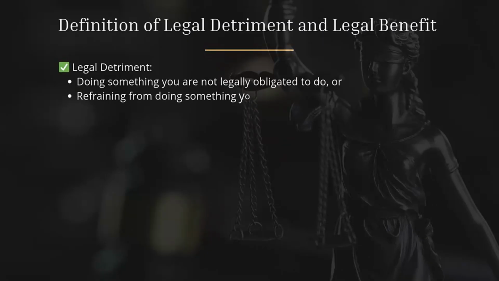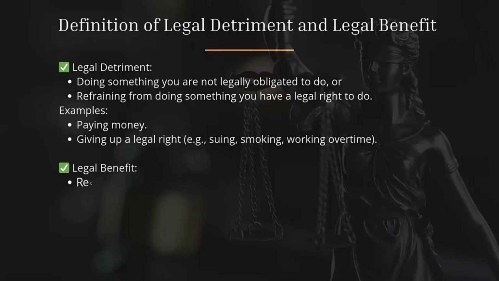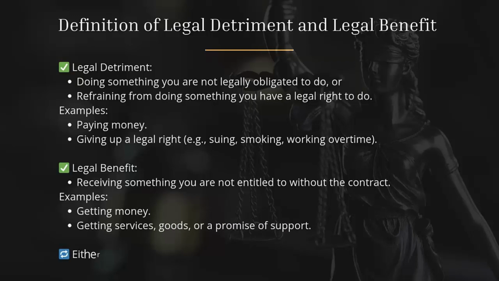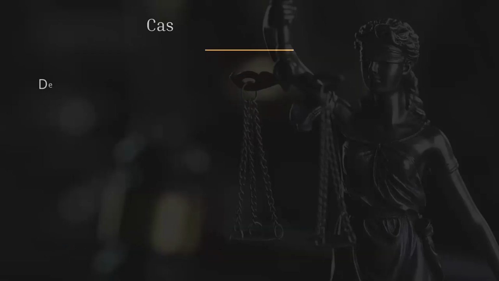Definition of legal detriment and legal benefit. Legal detriment: doing something you are not legally obligated to do, or refraining from doing something you have a legal right to do. Examples: paying money, giving up a legal right. Legal benefit: receiving something you are not entitled to without the contract. Examples: getting money, getting services, goods, or a promise of support. Either legal detriment or benefit is sufficient to create valid consideration.